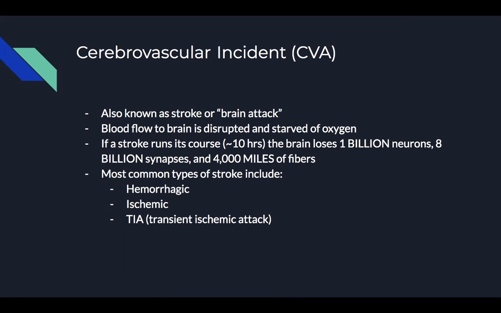So stroke occurs when blood flow to the brain is disrupted and the brain is starved for oxygen. And if a stroke runs its complete course of about 10 hours, the brain loses a lot of connections, as you can see here. The most common types of stroke we're going to talk about are hemorrhagic, ischemic, and TIA, which is transient ischemic attack.